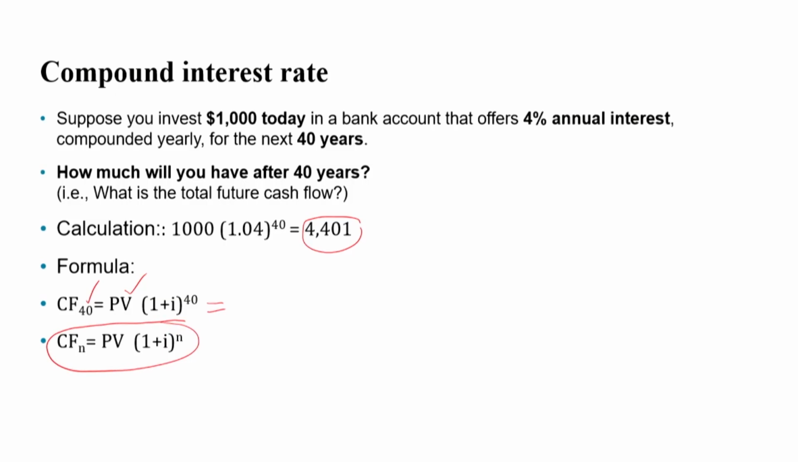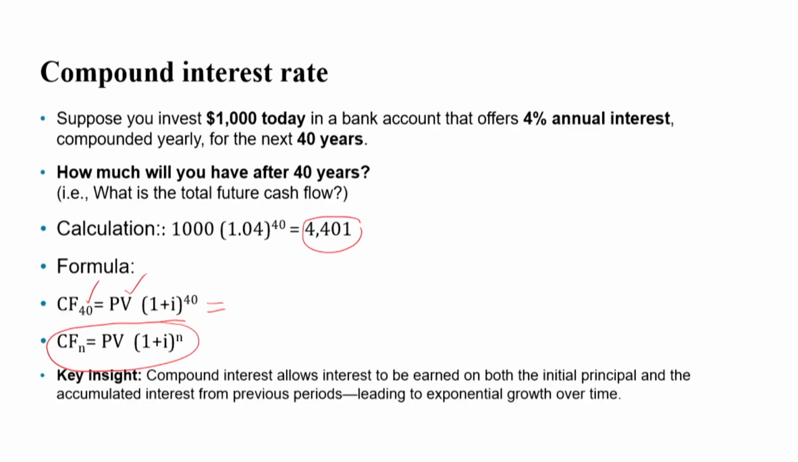So while doing that, we have derived the formula for calculating the future cash flow of this investment. That means if you invest 1,000 today, after 40 years, you apply this formula and you are going to get the future cash flow. The key insight here is that compound interest allows interest to be earned on both the initial principal and the accumulated interest from previous periods, leading to exponential growth over time.